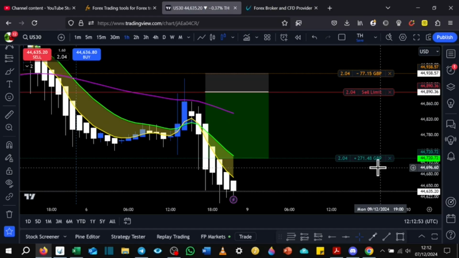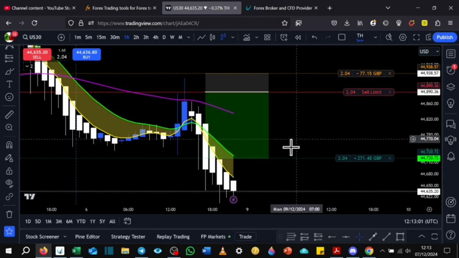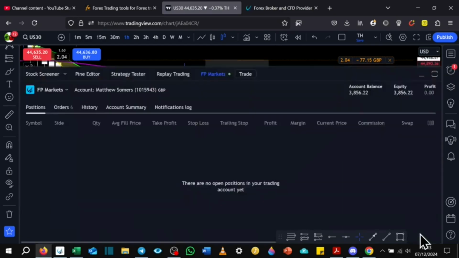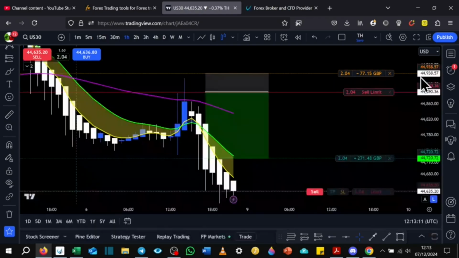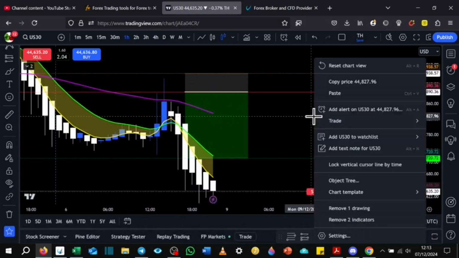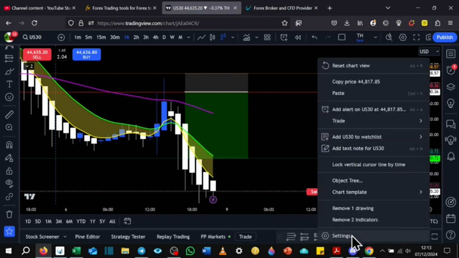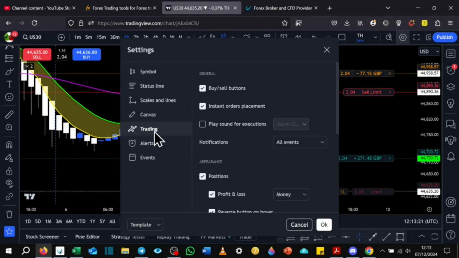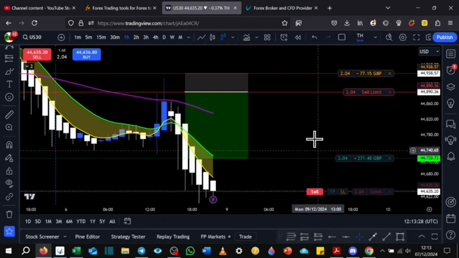Another thing on this, which I was a bit confused about, unfortunately, these numbers here, 2.04, that is the lot size it's telling you. Okay, yeah, so that's the lot size. But what you can do is you can right click, you can go settings, you can go to trading, and you can change this from money to percent.